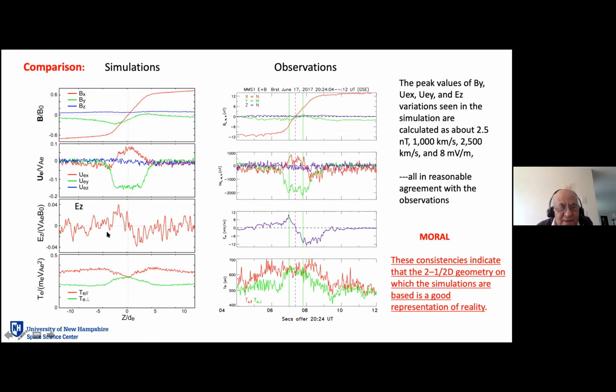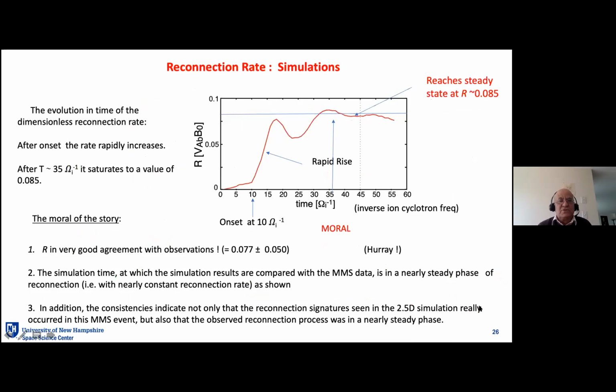Notice, by the way, that the simulations also reproduce the asymmetry in the E, etc. Okay, so what is the moral we draw from this? These consistencies indicate that the 2.5D geometry on which the simulations are based is a good representation of reality, at least the reality being seen by MMS in the locale where MMS is observing reality. Which is a good conclusion.